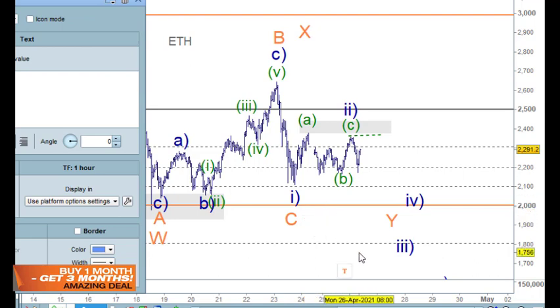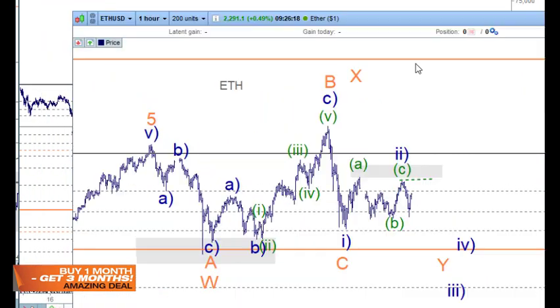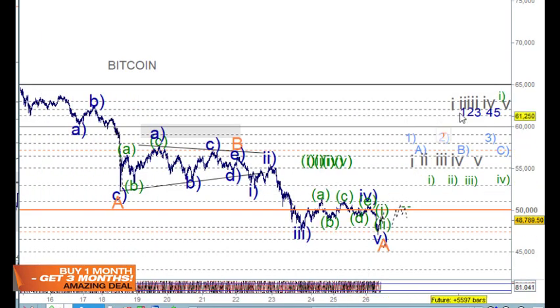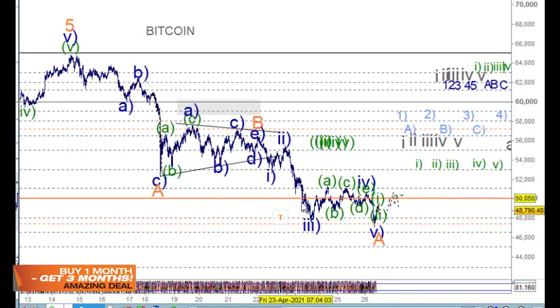So we could look at it to the upside, but I'll just give it a little bit more time here for ETH. But we should expect a bounce because of the Bitcoin here. Just rehashing the Bitcoin, it is possible to have it as an A wave here, a B wave here, and a C wave down here, and be finished here. But it's probably more likely to have all of this down here as the A wave.